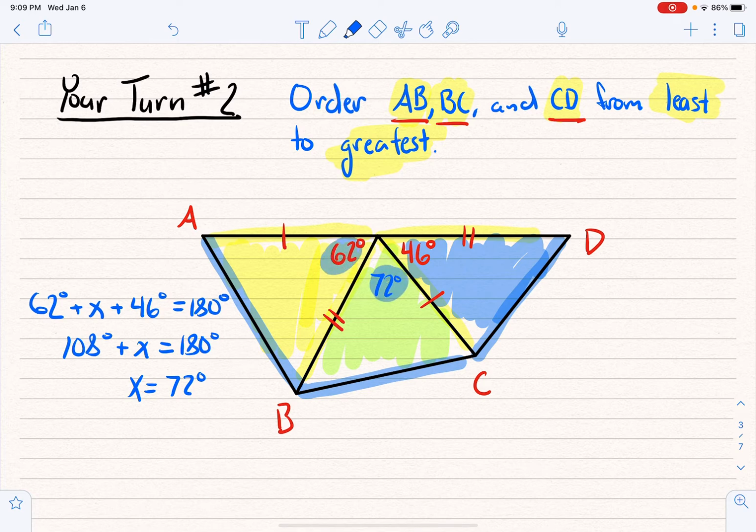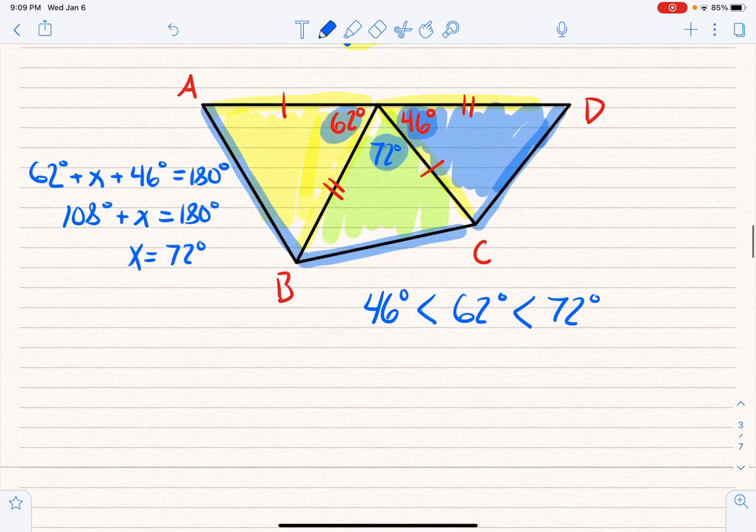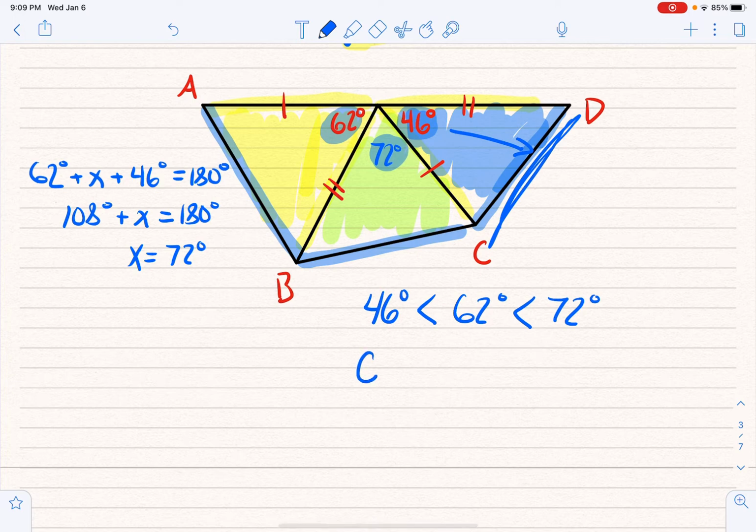on that included angle. And so in this case, we realize that 46 degrees is smaller than 62 degrees, which is smaller than 72 degrees. So therefore, 46 relates to this side right here, CD.